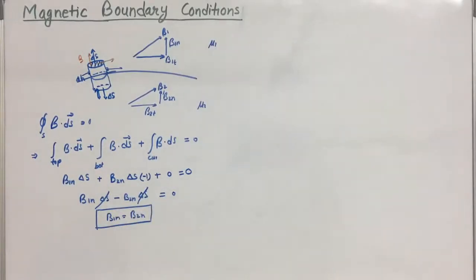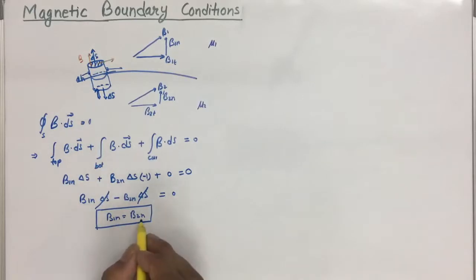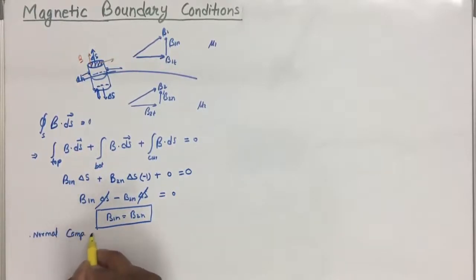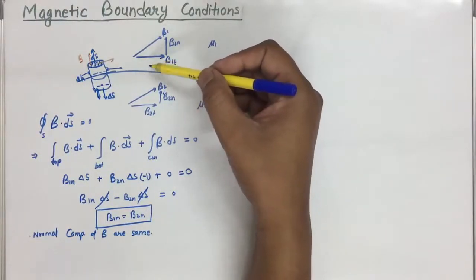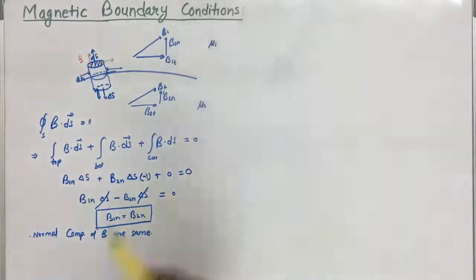One thing we can say from this statement, that this is a similar relation we have derived in case of electrostatics, that is, the normal component of electric flux density is the same. Similarly here, the normal component of magnetic flux density is the same. So from here we can say the normal components of B are the same. Okay, so when the magnetic field changes from one medium to another medium, then the normal component will not change, it remains as it is. So we can say it is continuous. Normal component of B is continuous at the boundary.